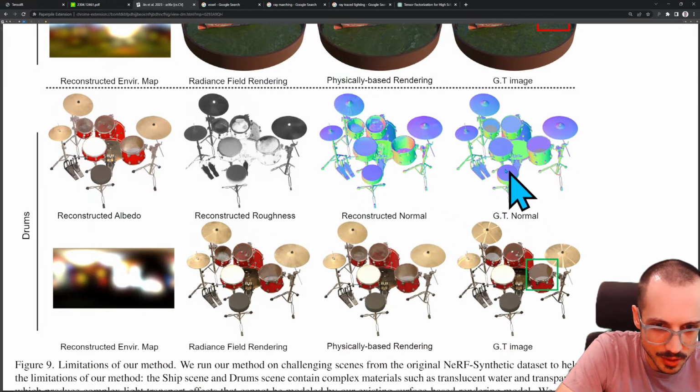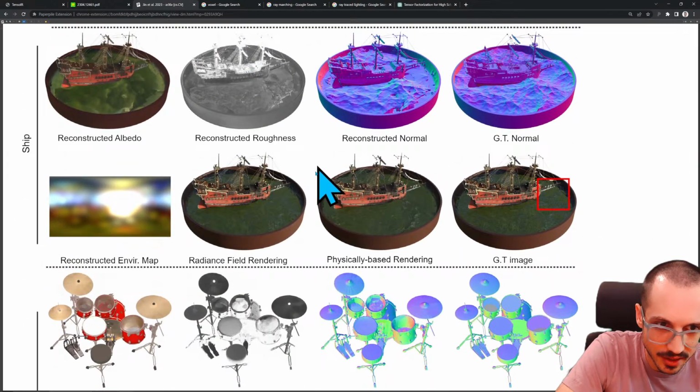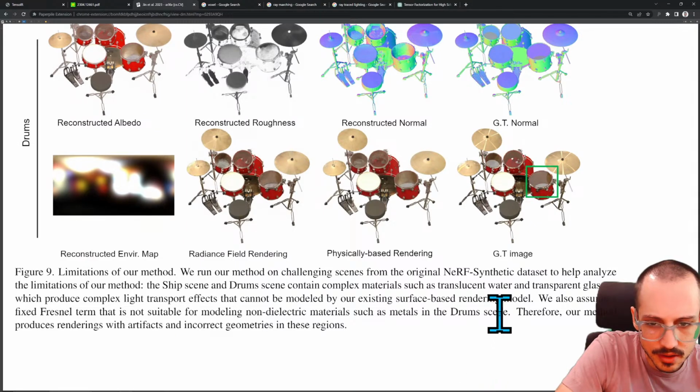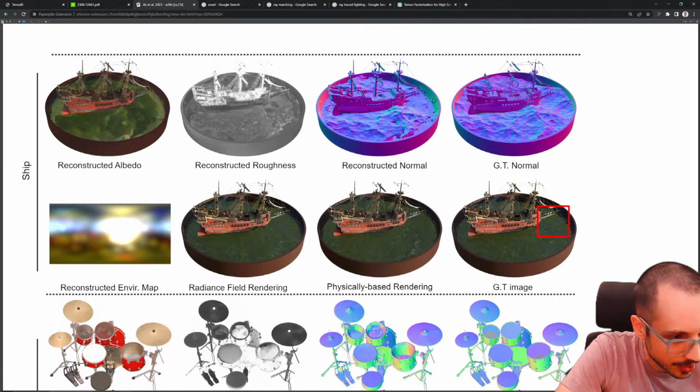Pretty cool. Look at this drum set. This drum set and this little pirate ship are also from the original NeRF paper. Cool. So that's it for this paper.